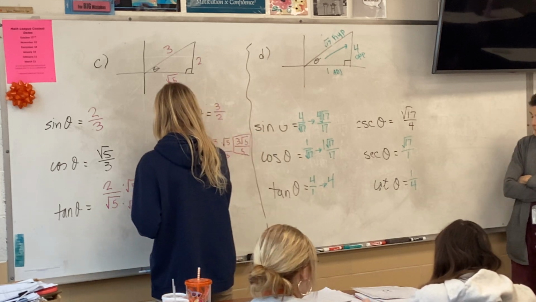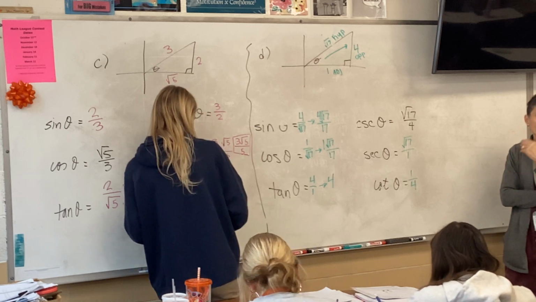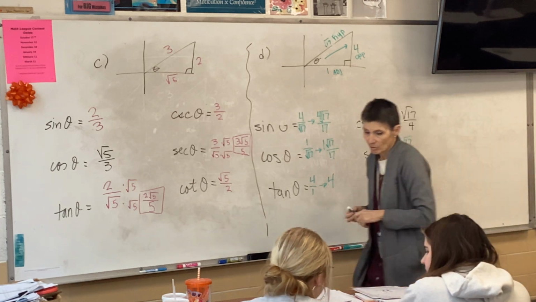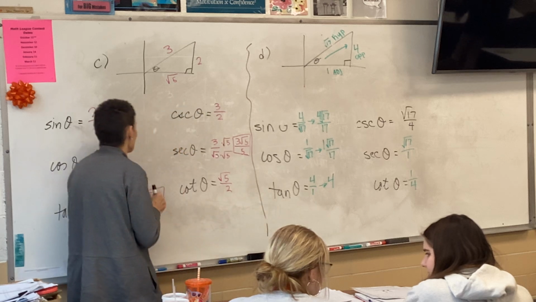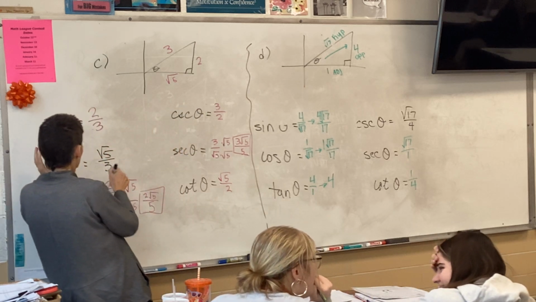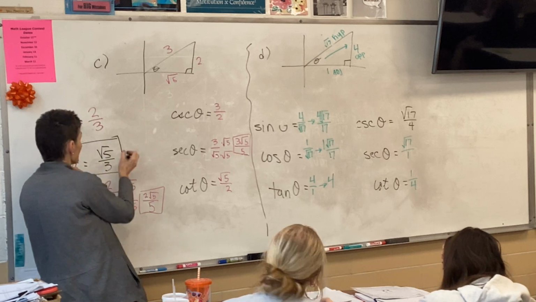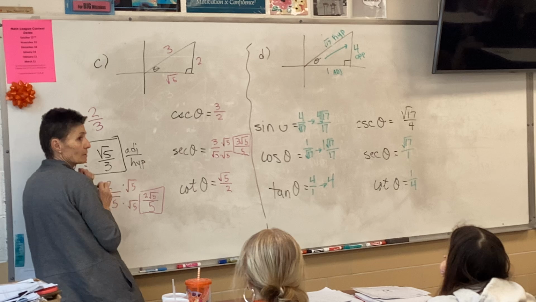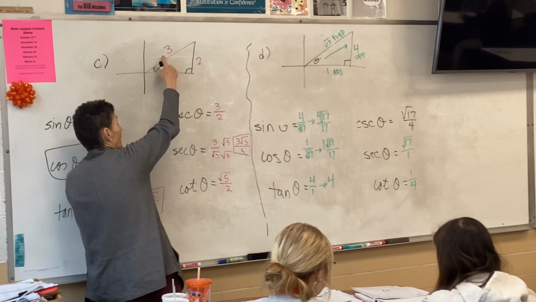All right, everybody's done up here. You may not be done, but I really want you to make sure you got C correct, because there's all kinds of different places you can make mistakes. So, this is what was given in problem C. So adjacent over hypotenuse. Adjacent is root 5, hypotenuse is 3.